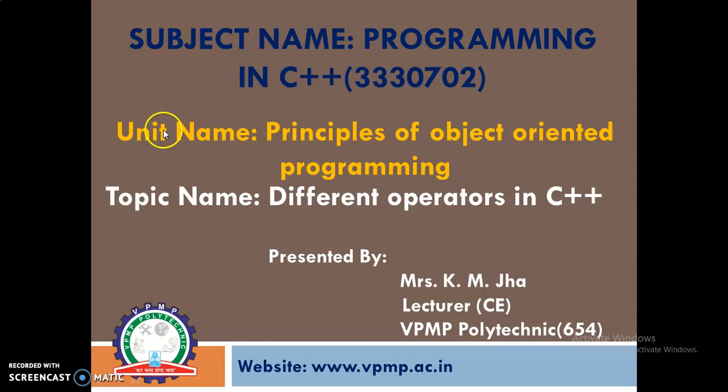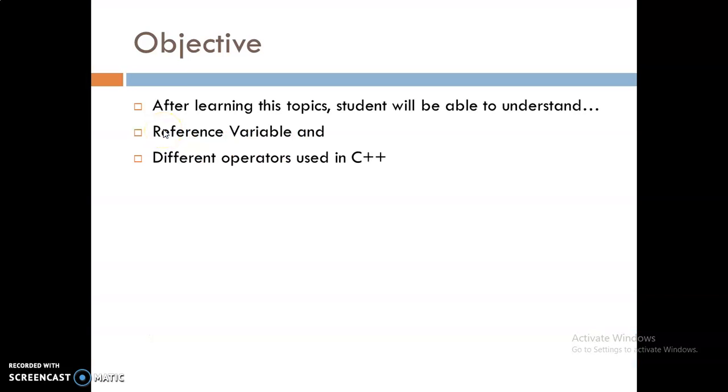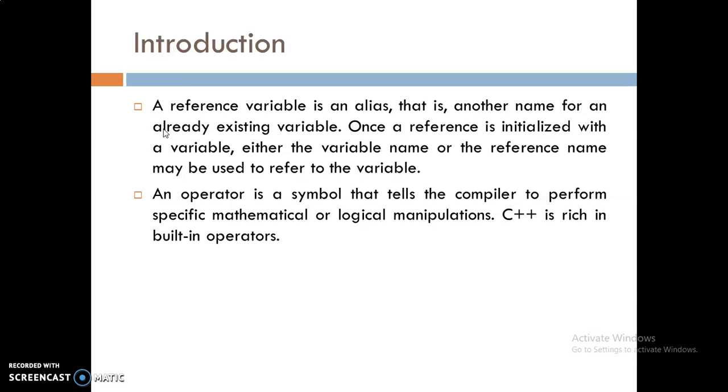Now we will see the objective. When I am talking about the objective, we will see here the reference variable and the different operators which are used in C++. Now, about the introduction of the reference variable as well as the operators. A reference variable is nothing but an alias, that is, another name for an already existing variable. It means if the variable already exists, you can keep an alternate name for the same variable. An alternate name can be kept for the same variable which is already present in the program.